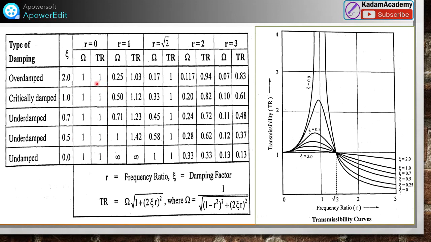These values are calculated practically, and after that this graph is drawn. You can observe these values, and this analysis is very important. When R is equal to square root of 2, all the values are 1. The damping factor, the frequency ratio, and TR on the y-axis will give all the details.